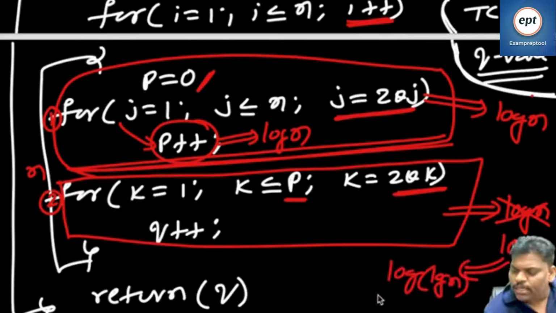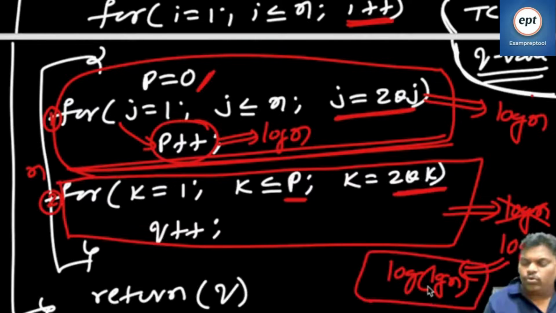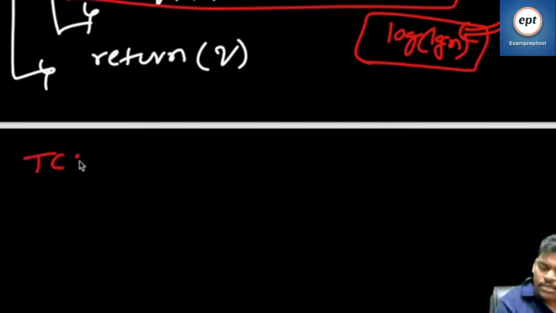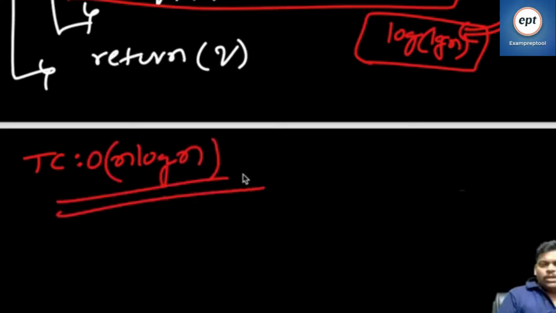So what I want to say is, the outer loop is n times, inside there are 2 loops. One loop is log n, one more is log log n. So log n is bigger. So outside is n, inside the bigger one is log n. So the time complexity of this program is n log n.